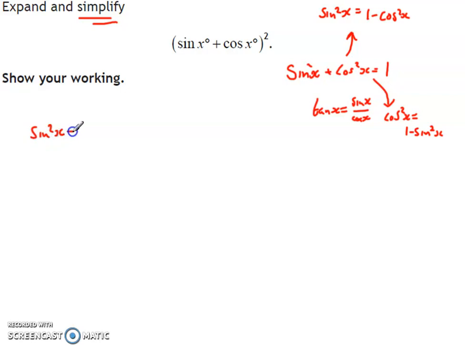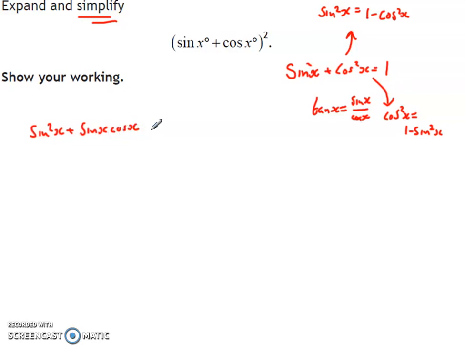sine squared x plus sin x cos x. I've then got plus cos x sin x after that. And then I get a plus cos squared x at the end. Now that we've expanded it, we have to simplify it. Now we have to think about any of these identities that come up. Now we've nothing that involves sin x over cos x or a tan x, so that one we don't need to think about in this scenario.